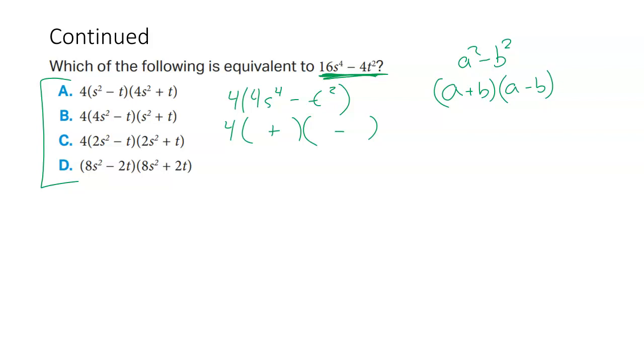Make sure we bring down the 4. All right? So we want to square root the first term. What is the square root of 4s to the 4th? T squared. So, what's our answer? C. So, knowing your special cases.